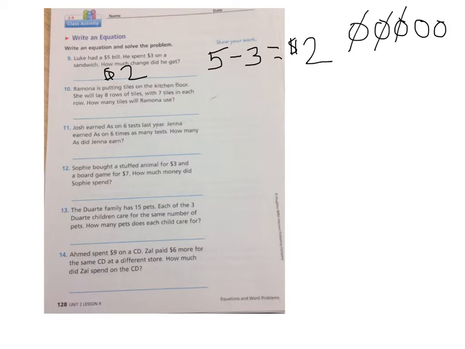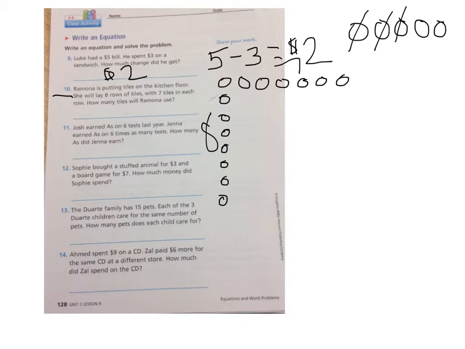Okay, let's look at 10. Ramona is putting tile on the kitchen floor. She will lay 8 rows, 1, 2, 3, 4, 5, 6, 7, 8 rows with 7 tiles in each, 1, 2, 3, 4, 5, 6, 7. So I know that this would be an array. So I could either do a fast array or I could fill it all in. But we know it would be 8 and 7. And when we see a problem like this, we know it is multiplication.